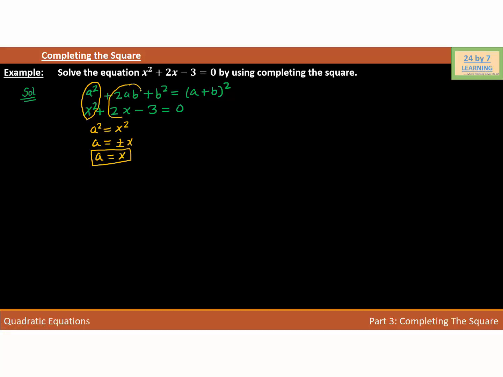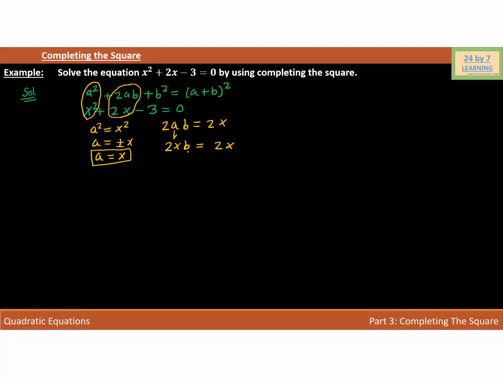Now let's compare the second term of the equation. And as you can see, I have 2ab is equal to 2x. Now, as you can see, a is equal to x, so I'm going to substitute x for this a. So I will write 2xb is equal to 2x.